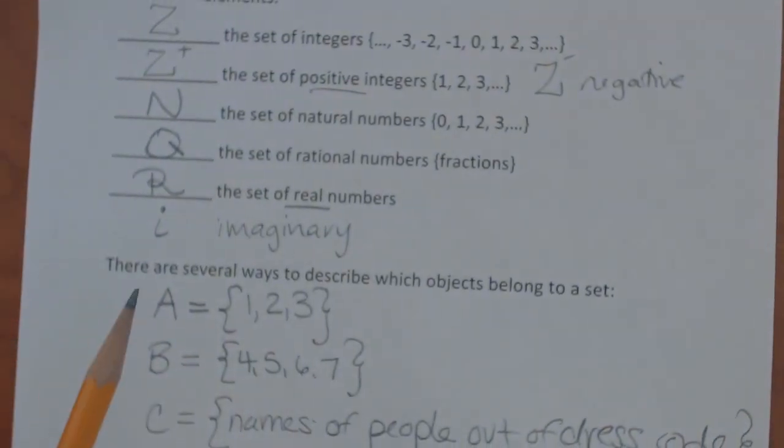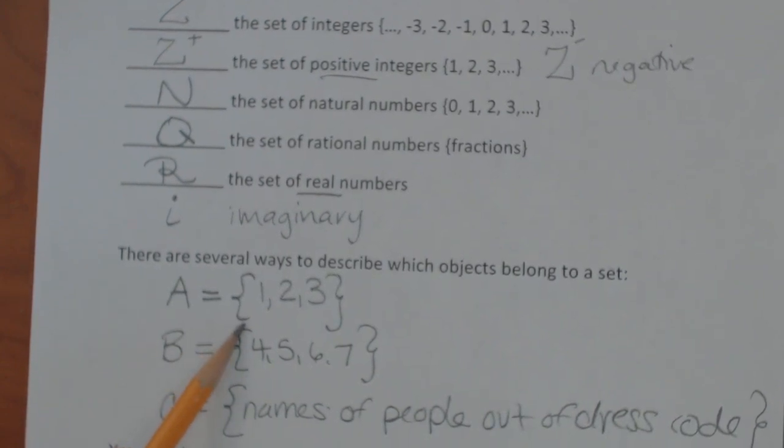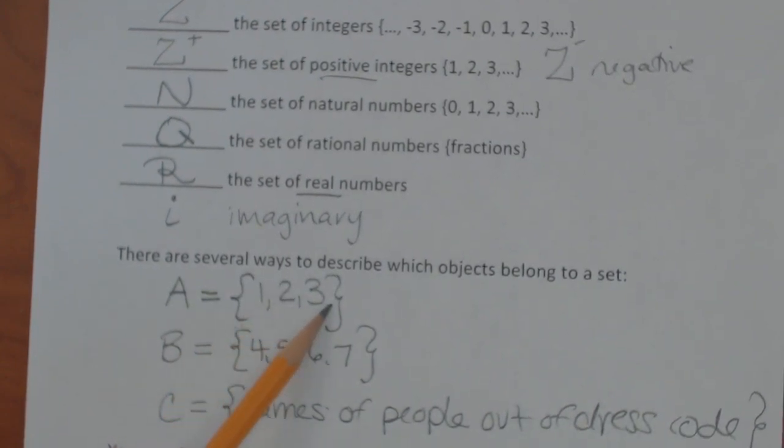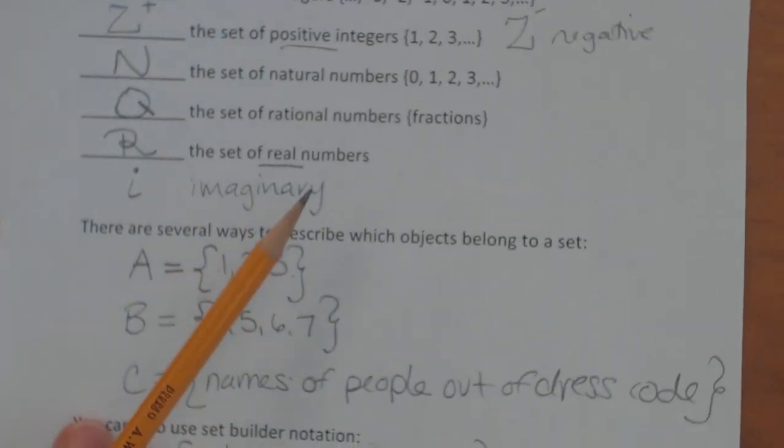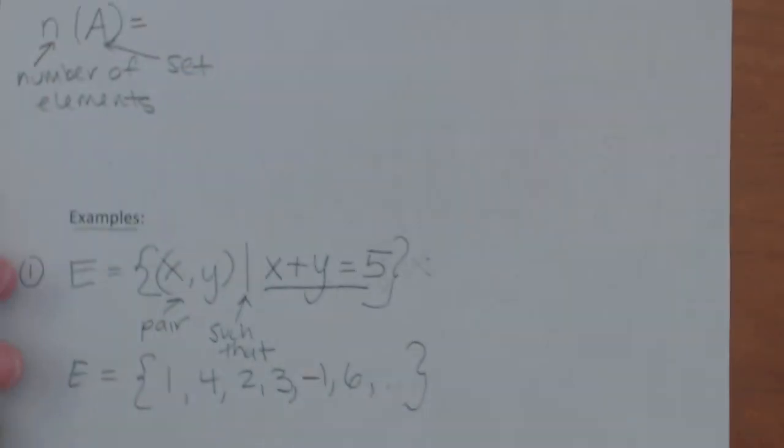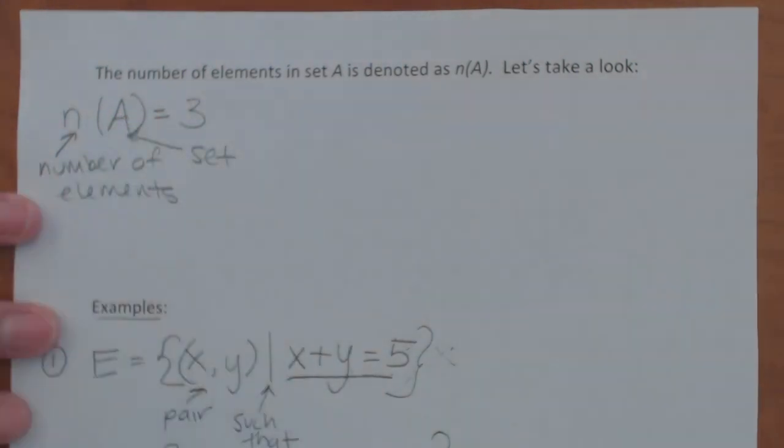So let's go back to set A, because we have a set A. Okay, set A is right here. Remember we have these three numbers. The numbers are 1, 2, and 3. We have 3 numbers. So that's how many elements are in set A. So let's write equals 3.